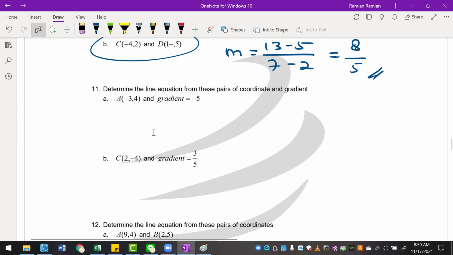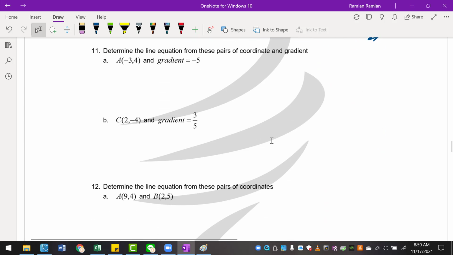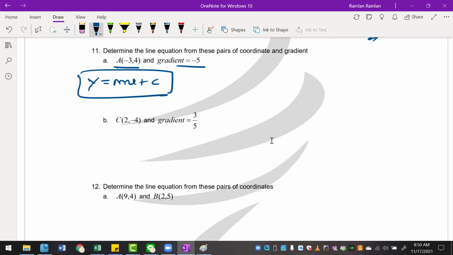Okay. Next, number 11. Determine the line equation from these pairs of coordinates and a gradient. Remember, guys, whenever you have a point and a gradient, it's quite easy, because you only need to put that into this form, because this is the form that we have learned. Actually, we have another form, this one, if you know, but if you don't know, it's fine. You don't have to use this one.